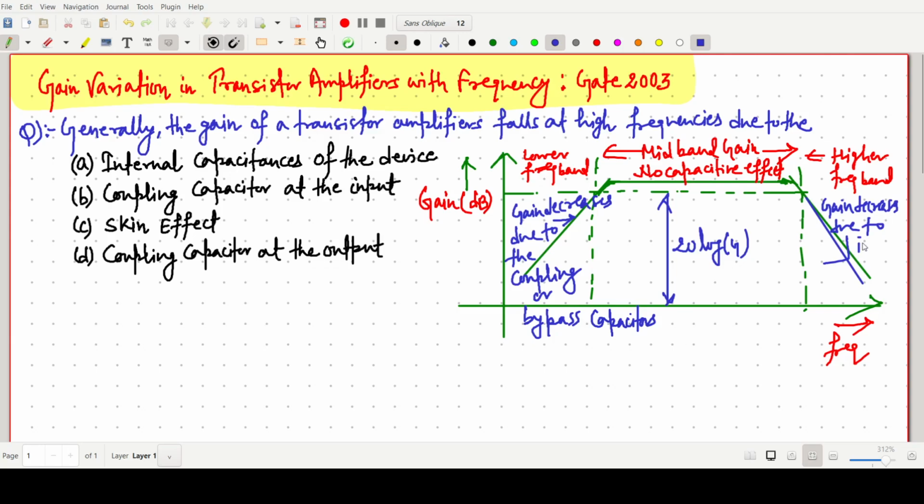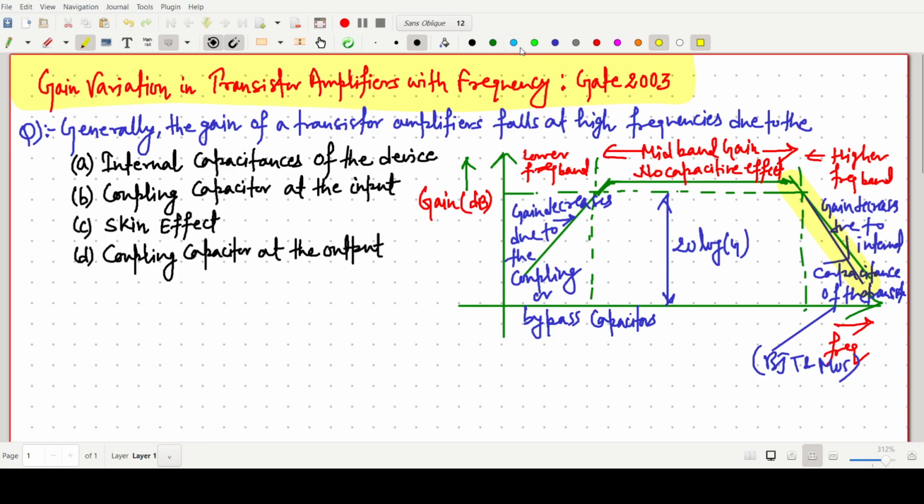due to the internal capacitance of the transistor, maybe our BJT or MOS. So which option will be correct? The gain of the transistor amplifier falls at the higher frequency due to the internal capacitance effect, like C pi, C mu in BJT, CGS, CGD in MOS.